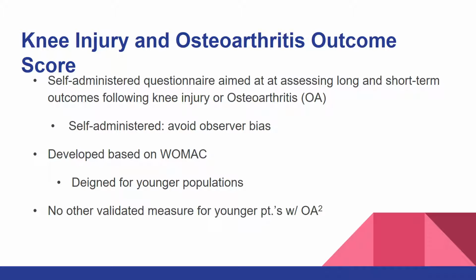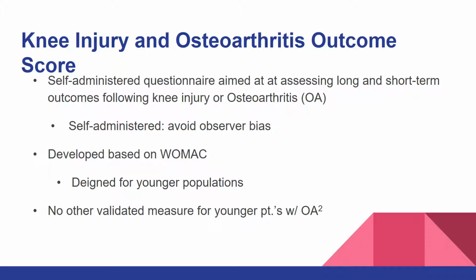The Knee Injury and Osteoarthritis Outcome Score is a self-administered questionnaire aimed at assessing long and short-term outcomes following knee injury or osteoarthritis. In this presentation, we are only going to be focusing on the knee osteoarthritis. This is a self-administered measurement tool, and this is done on purpose to avoid observer bias that may be introduced with an assessor giving the tool.